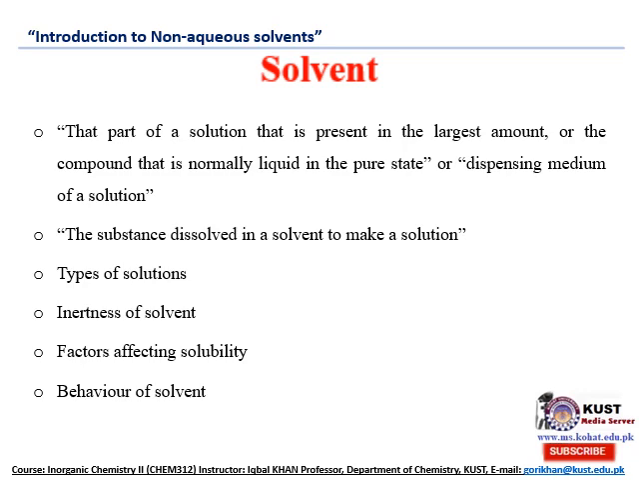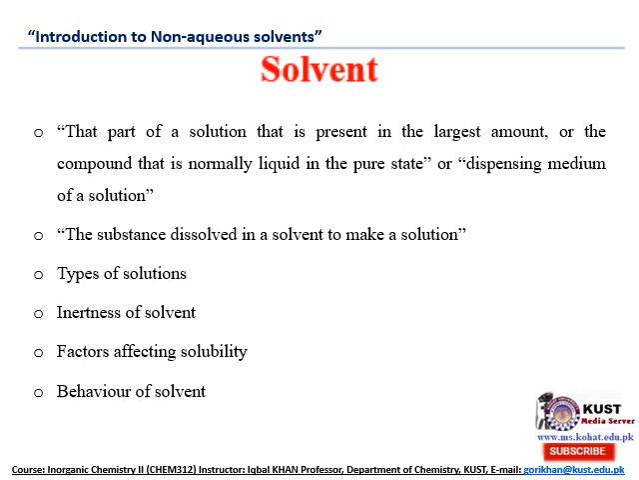The part of a solution that is present in the larger amount, or the compound that is normally liquid in the pure state, or dispersing medium of a solution, is called solvent, while the substance dissolved in a solvent to make a solution is known as solute. So this is the definition of solvent, this is the definition of solute, and their interaction resulting in the formation of a homogeneous mixture is known as solution. The process is known as solubility. Sometimes it is also called dissolution, or the process of solvation.